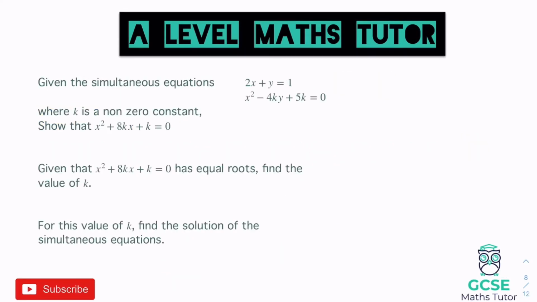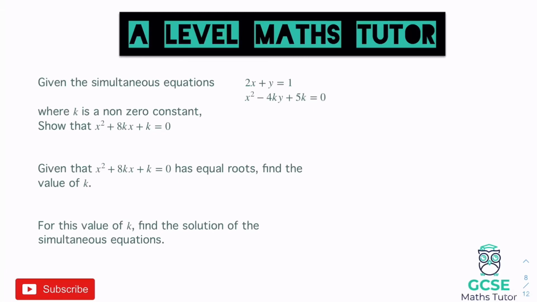Okay, so this question is the longest and hardest looking out of the bunch, and we're going to read through it before we discuss the processes. So it says, given the simultaneous equations 2x plus y equals 1, and x squared minus 4ky plus 5k equals 0, where k is a non-zero constant. Remembering that the word constant means it's a number we're looking for, but not necessarily an integer. So it's giving us a big hint here that it's not going to be a whole number. And it says show that x squared plus 8kx plus k equals 0, and then we've got some extra little bits to talk about here.